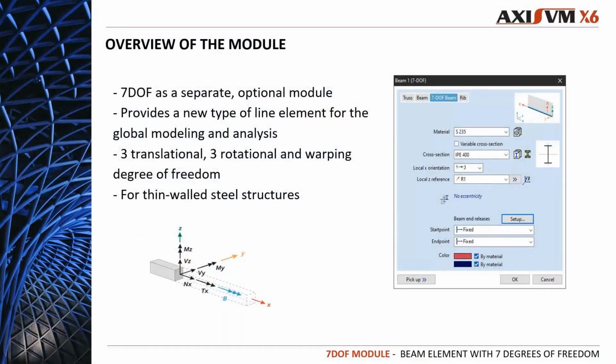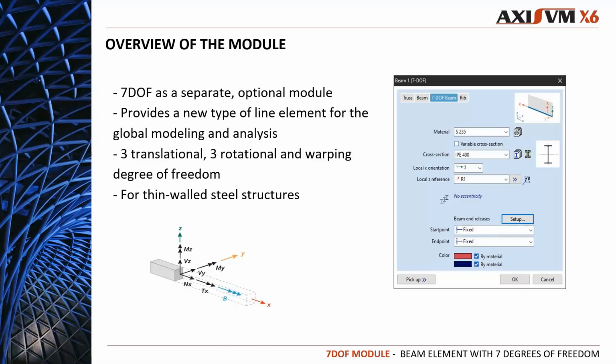So 7 degree of freedom will be a new model in AxisVM X6, which will be available for purchase as an add-on module for the basic analysis package. The module itself will provide a new type of line element besides the existing 1 degree of freedom truss element, the general 6 degrees of freedom beam element, and the rib element. And this 7 degrees of freedom element can also be used in the global modeling and in the global analysis of our structures.